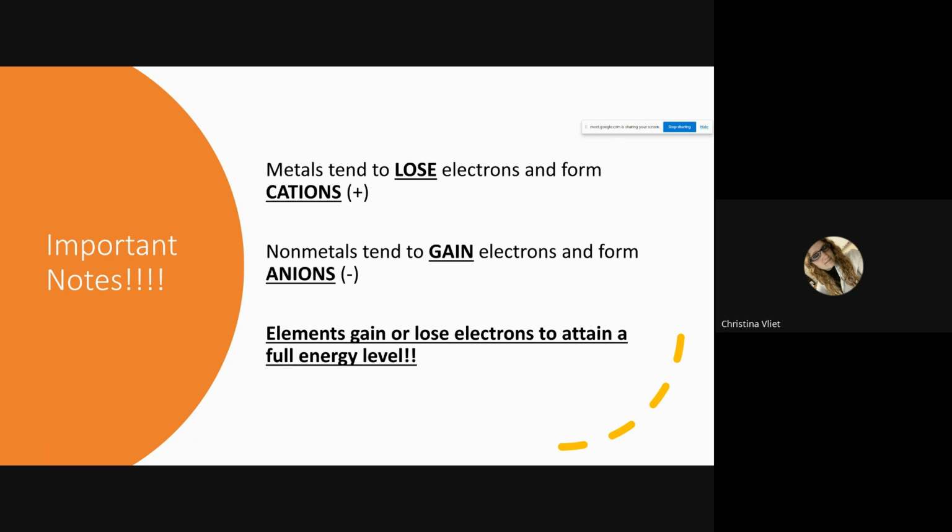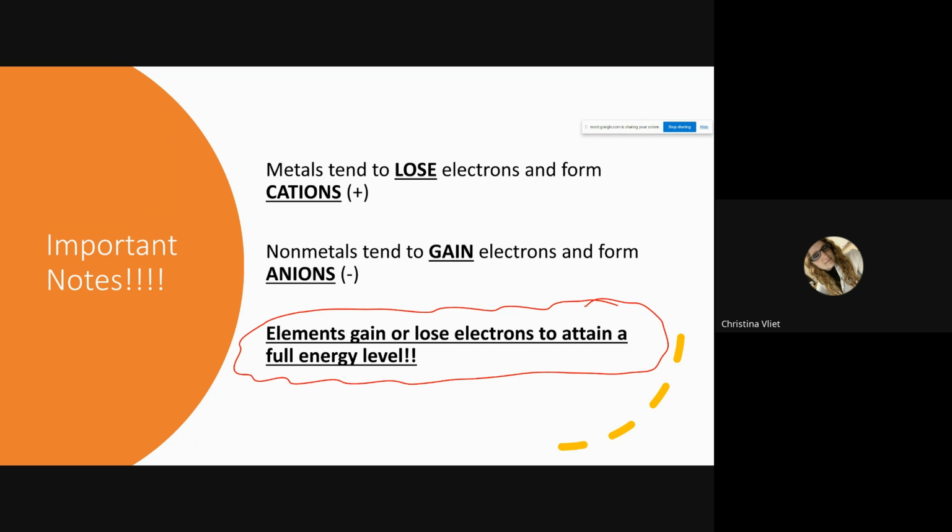We are actually also going to be able to predict the exact amount that nonmetals will gain and metals will lose, and we actually have enough information to do that now. And so remember that elements gain or lose electrons to attain a full energy level. So ions are formed in order to attain a full energy level of electrons.